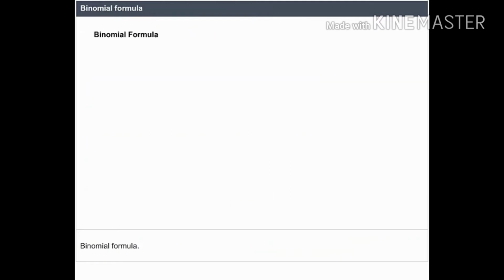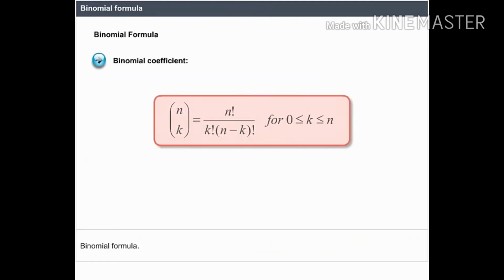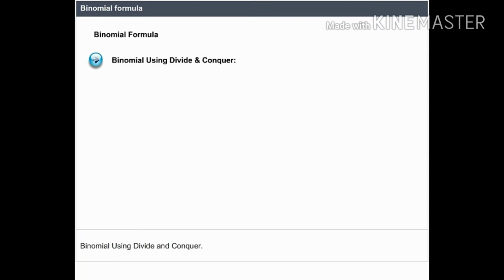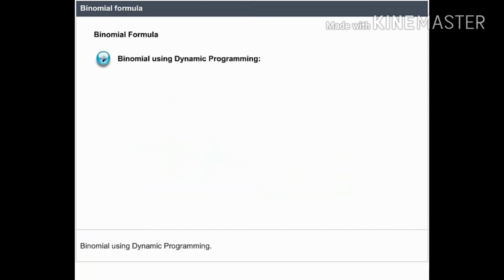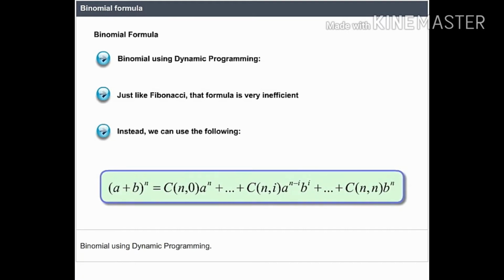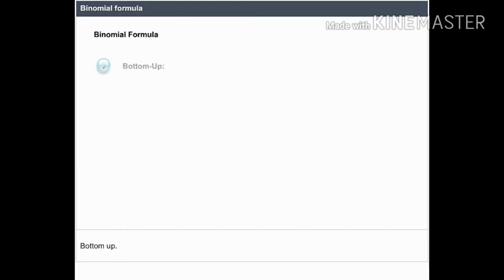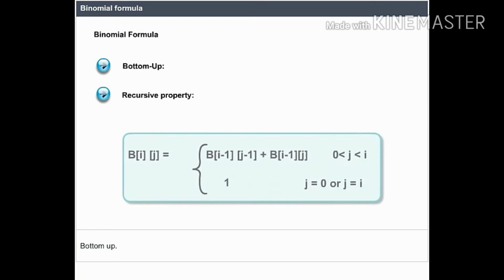Binomial formula. Binomial coefficient. We cannot compute it using this formula because of n. Binomial using divide and conquer. Binomial using dynamic programming. Just like Fibonacci, that formula is very inefficient. Instead, we can use the following bottom-up recursive property.